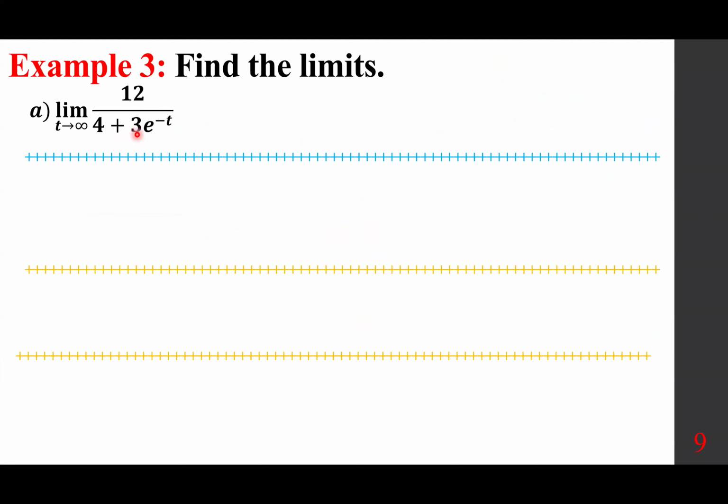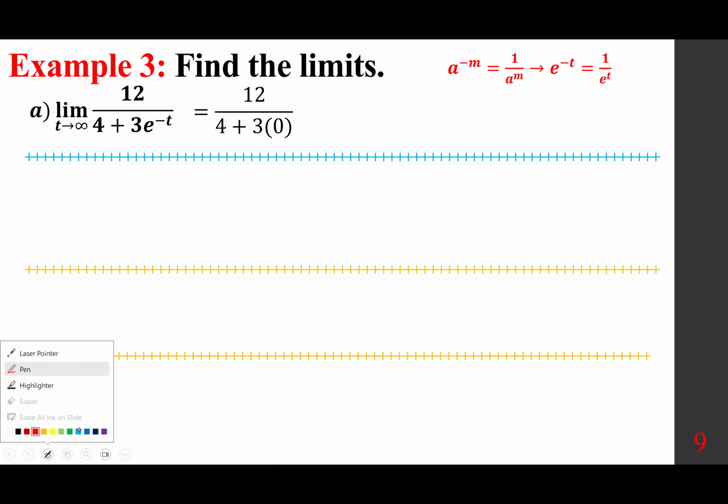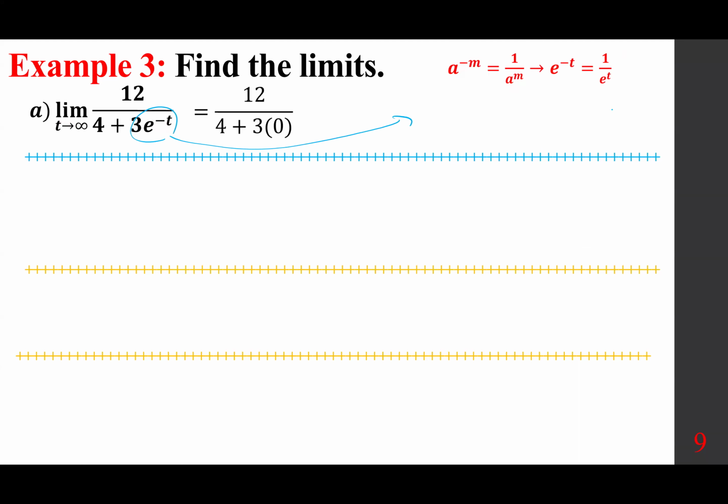The limit of 12 over 4 plus 3e to the power minus t, as t approaches infinity: just plug in. And if you plug in, you get 0 here. Why is that? Reminding you, the negative exponent rule says a to the power minus m is 1 over a to the power of m. Therefore, e to the power minus t is 1 over e to the power of t, or 1 over e to the power of infinity, or 1 over infinity, or 0. And so 12 over 4, or 3.